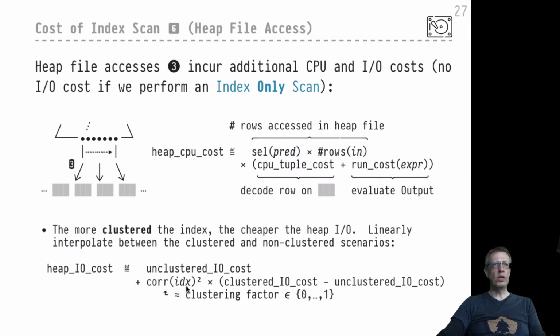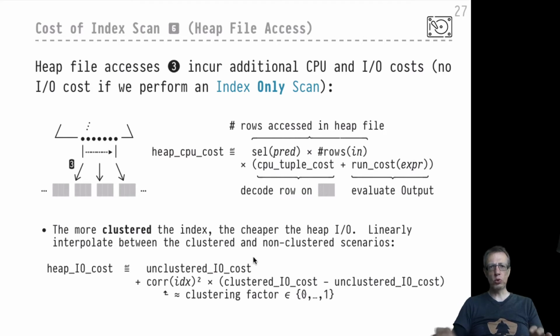If this value is 1, which would be the other extreme, the perfectly clustered case, then you will see that this addition here leads to unclustered I/O cost minus unclustered I/O cost plus clustered I/O cost. Okay, so indeed, then the clustered I/O cost would completely determine the heap I/O cost of our index scan. Normally, that would be an interpolated value, linearly interpolated between the unclustered I/O cost and the clustered I/O cost.